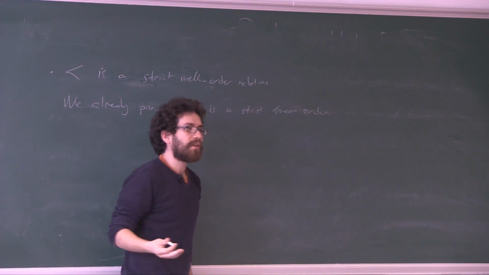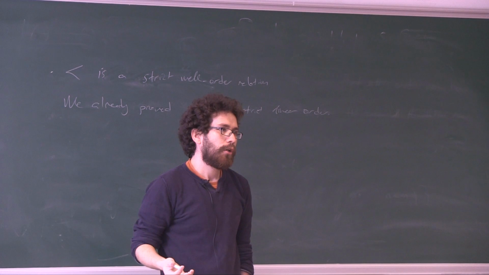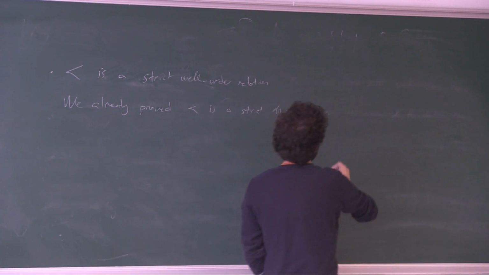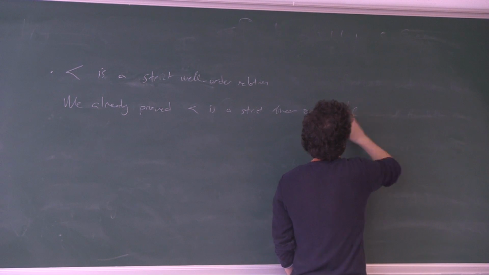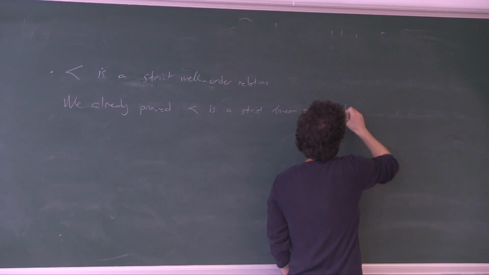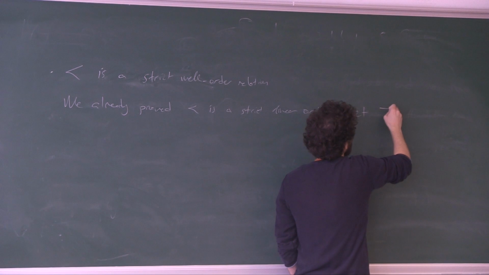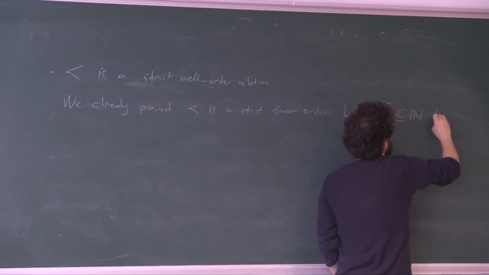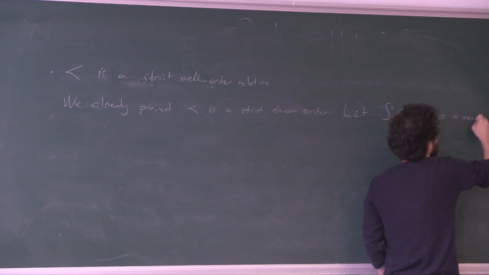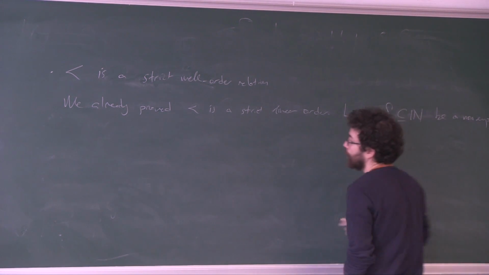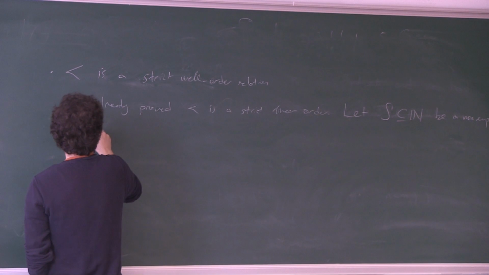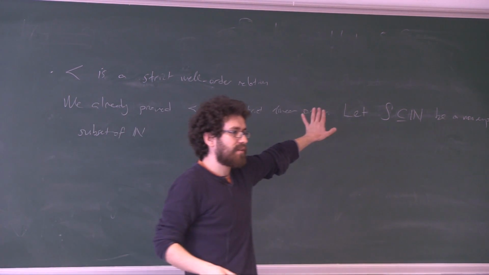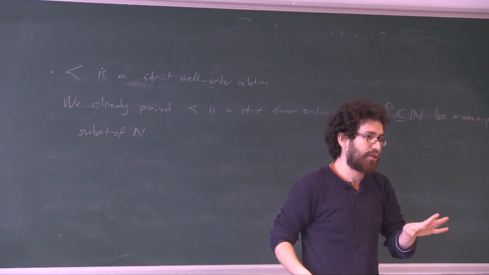Now, how do you show that a strict linear order is a strict well order? You show that any non-empty subset has a minimal element. So let S be a non-empty subset of N. Now, that such a subset has a minimal element can be proven by induction.